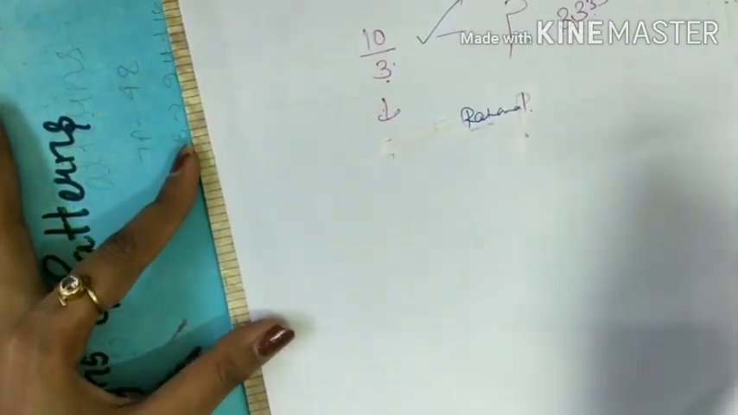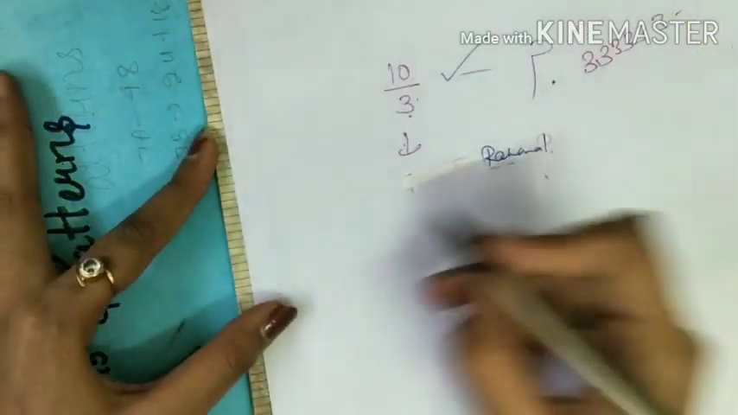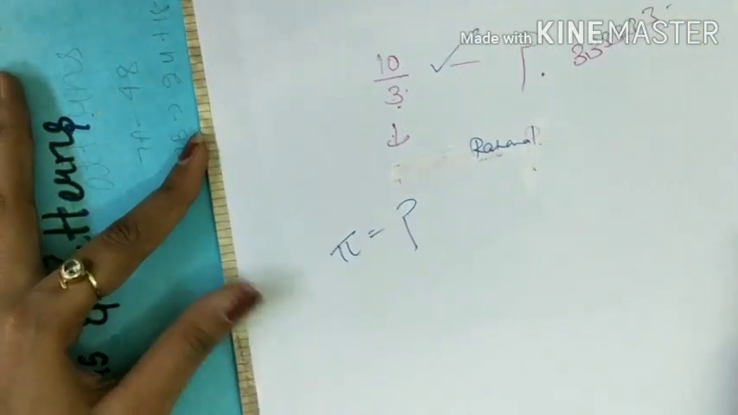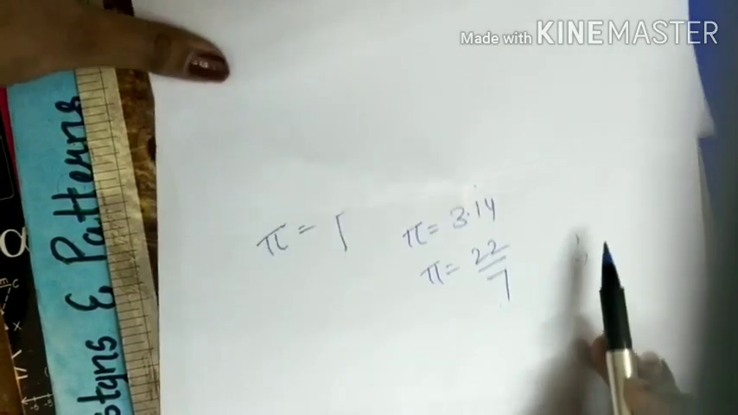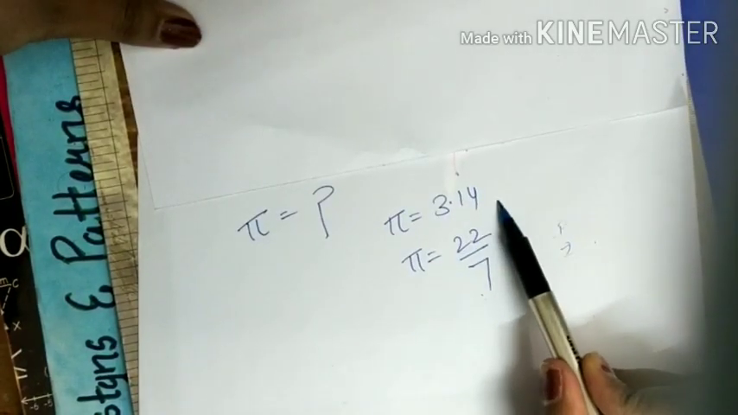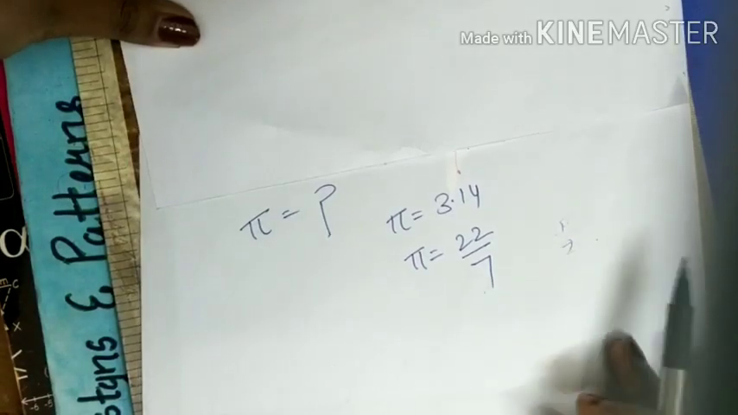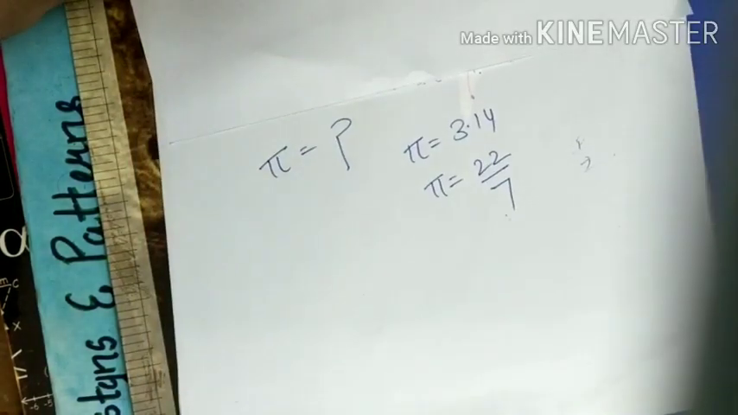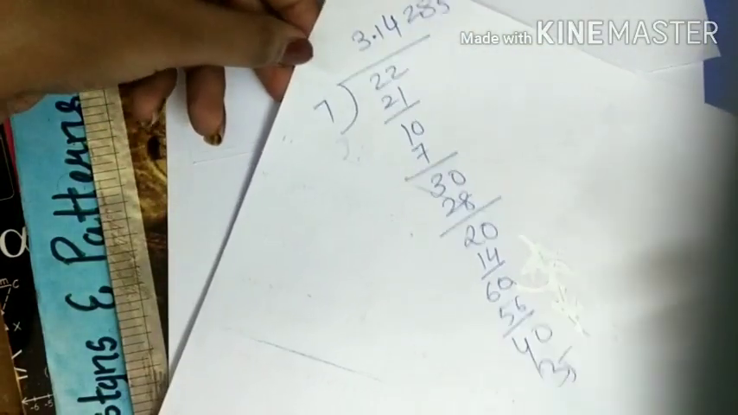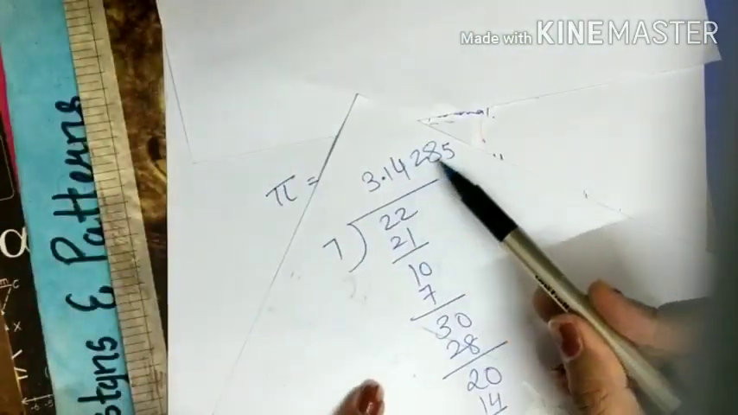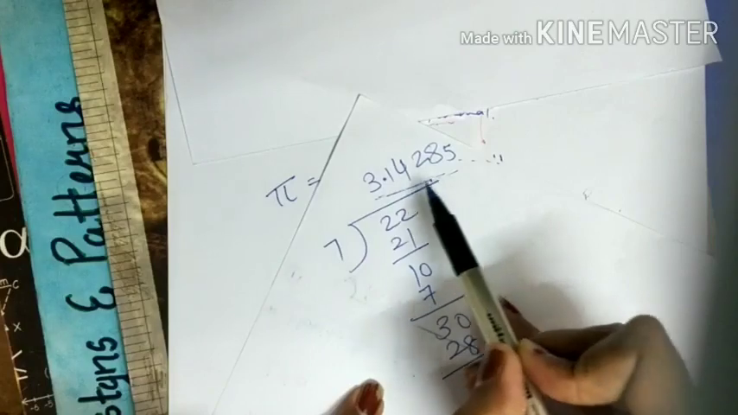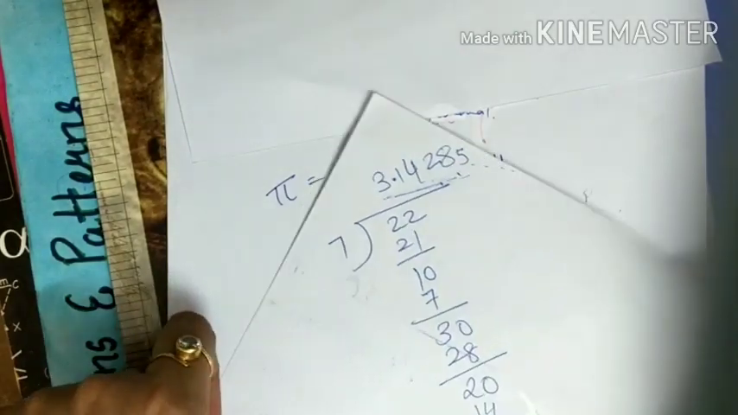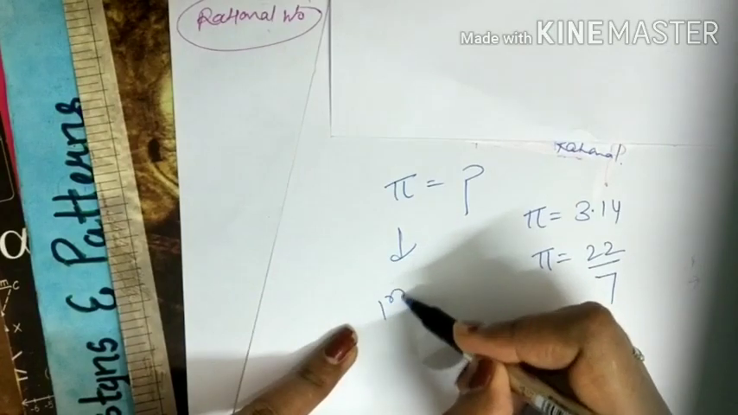Next question is very important for your exam, children. Pi. Is it rational or irrational? What's your answer? Now most of you are thinking, madam, we are using pi is equal to 22 by 7. That's why it's rational. And we are using pi is equal to 3.14. That is terminating, so it's rational. No, children. If we divide 22 by 7, then you can see we are getting 3.14285 and so on. It's a non-terminating and non-repeating number. So pi is an irrational number.